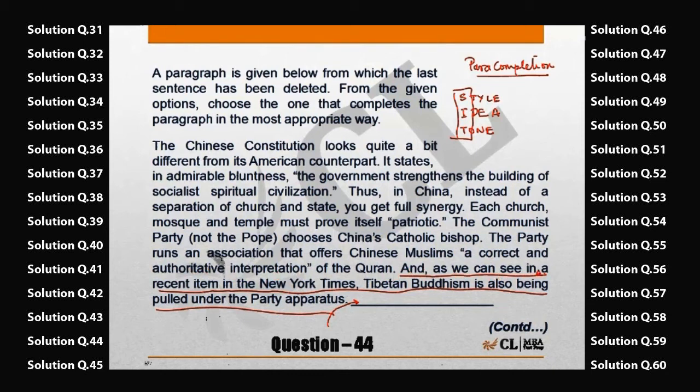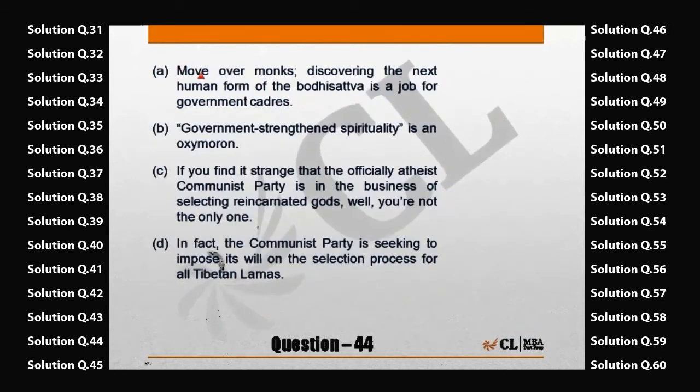And as we can see in a recent item of the New York Times, Tibetan Buddhism is also being pulled under the party apparatus. Now it talks about something very general and moves on to talk about Tibetan Buddhism. Now we want the sentence which carries forward that particular idea. Option A, move over monks. This itself says a very changing tone. Discovering the next human form of the Bodhisattva is a job for the government cadres.